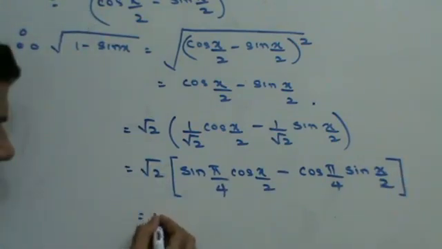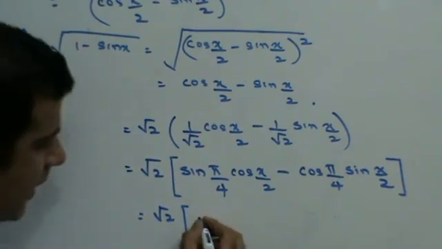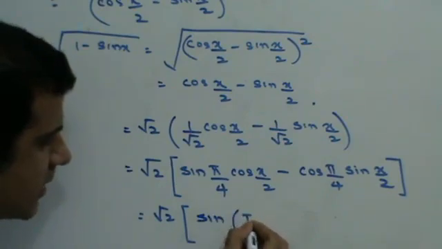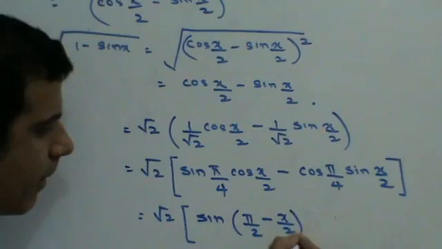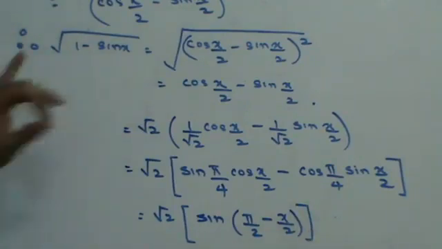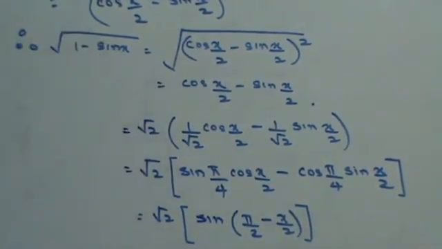Now this is in the form sin a cos b minus cos a sin b. By using the addition formula, this is nothing but sin (a minus b). That means root of 1 minus sin x is root 2 sin (pi by 4 minus x by 2). Right? Let us see this.